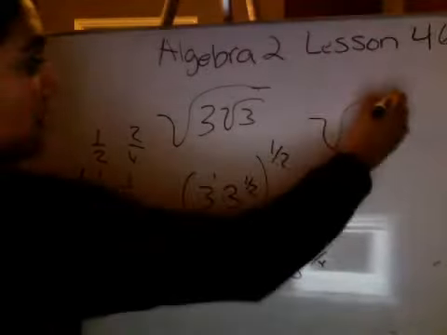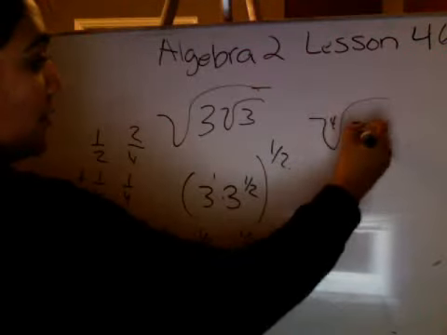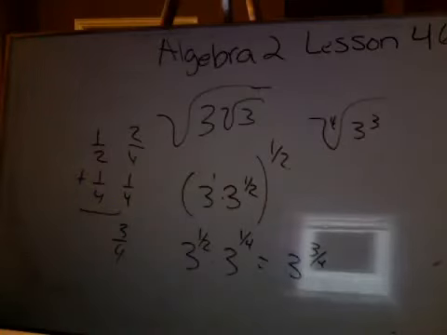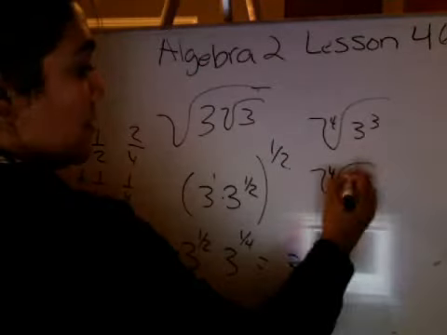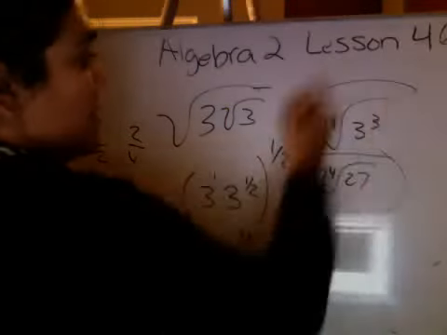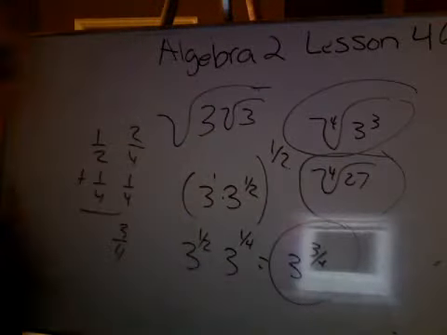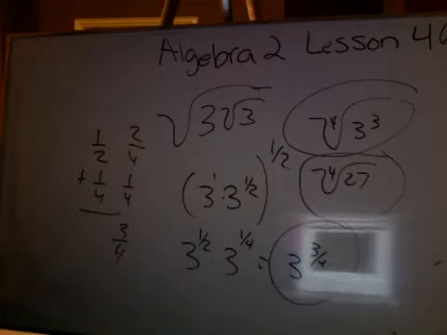Or we can write the 4th root of 3 cubed, or the 4th root of 27. All three of these answers are acceptable at this point. Let's look at another one.